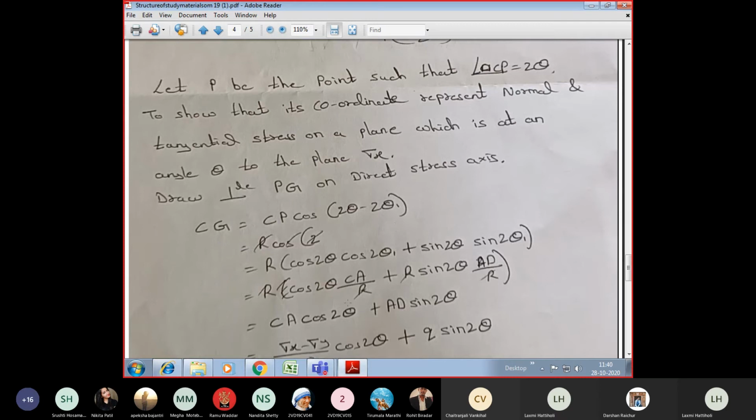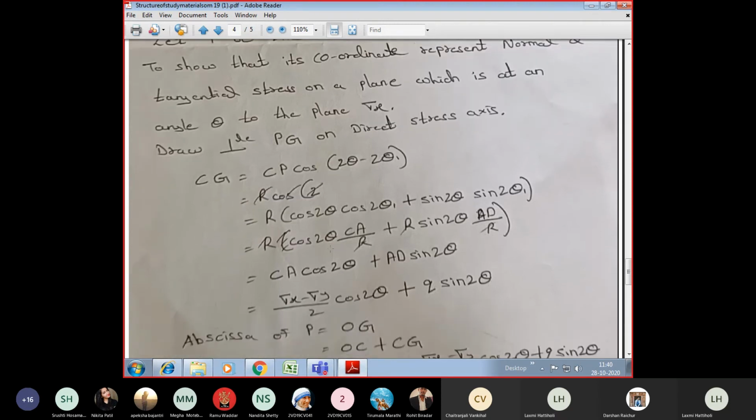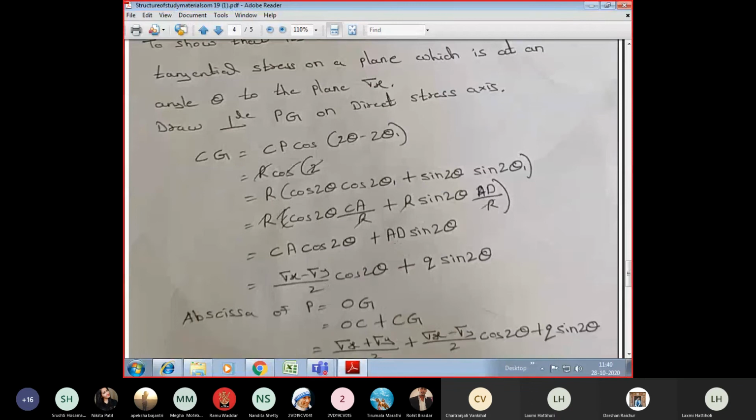Okay. So after expanding, what I have done here is cos 2 theta 1 is CA by R, sin 2 theta 1 is AD by R. So I have just back substituted. Later on, this R will get cancelled. So what remained is CA cos 2 theta plus AD sin 2 theta. But we know that in the previous equation, CA is nothing but (sigma x minus sigma y) by 2 and AD is nothing but Q. So I have back substituted here. So this equation I'll get finally, the CG value.